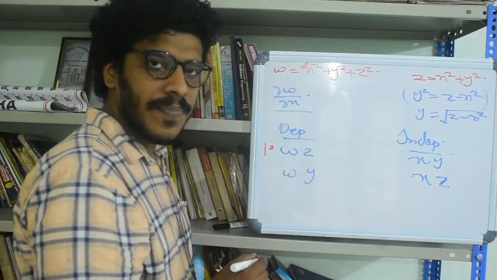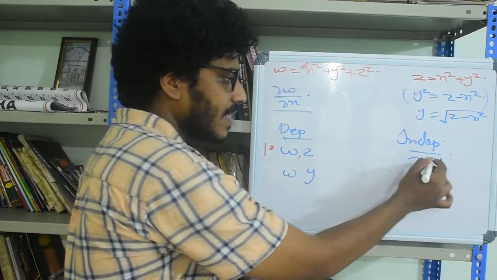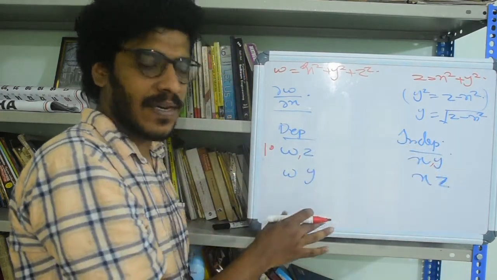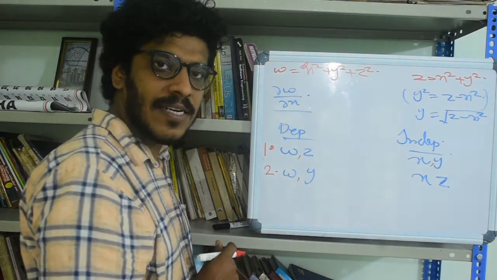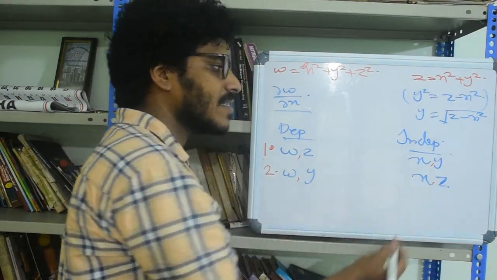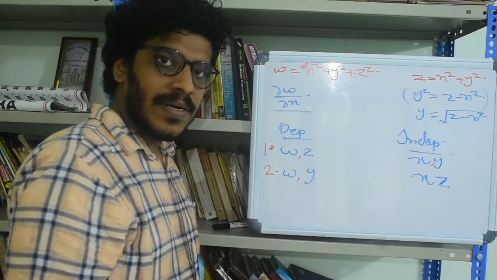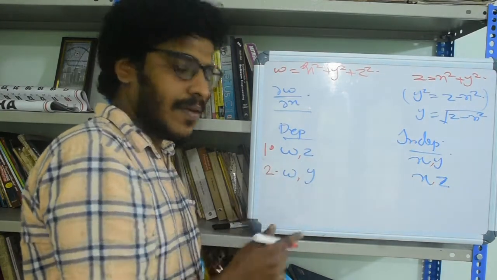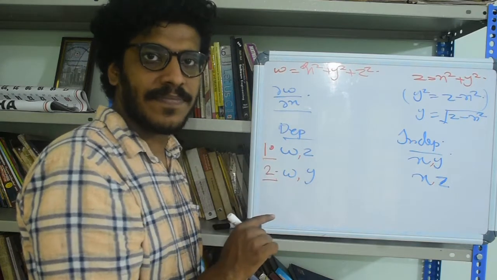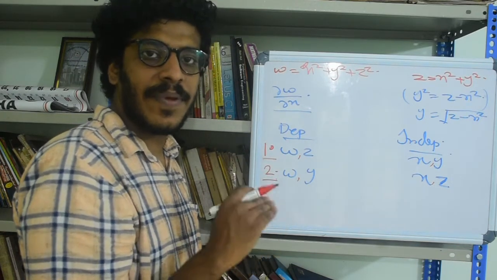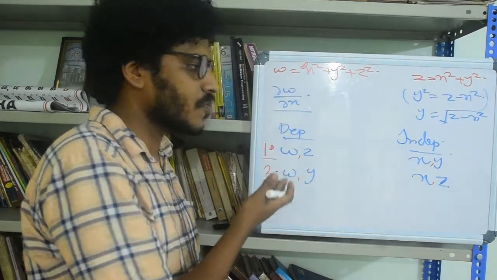In case 1, W and Z appear as dependent variables. X and Y are considered to be independent variables. In the second case, W and Y are considered to be the dependent variables. X and Z are considered to be the independent variables. Remember, we made these choices. You have the freedom to choose case 1 or case 2 unless it is specified.